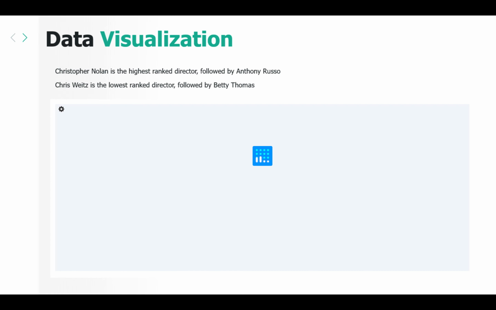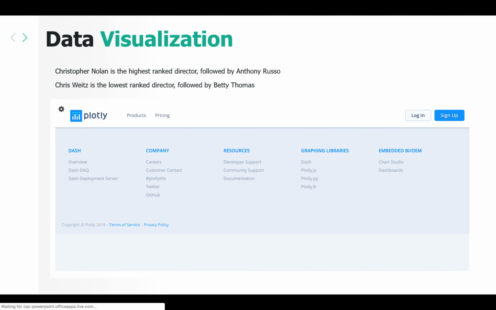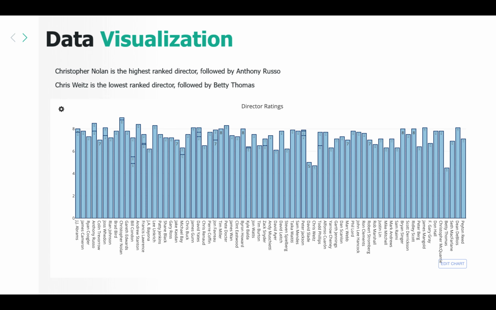A similar plot as well, this is just based on directors of a movie. Christopher Nolan is the highest ranked director, followed by Anthony Russo. And on the other end of the scale, Chris Weitz is the lowest ranked director, followed by Betty Thomas. And we can see the full distribution of directors on this plot.